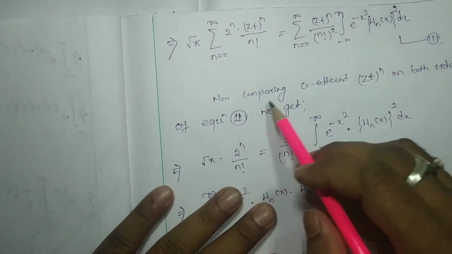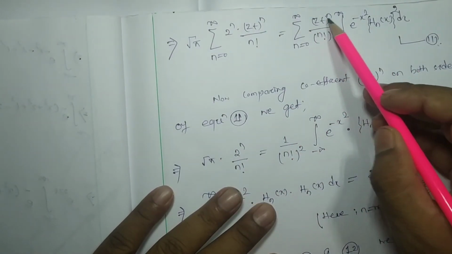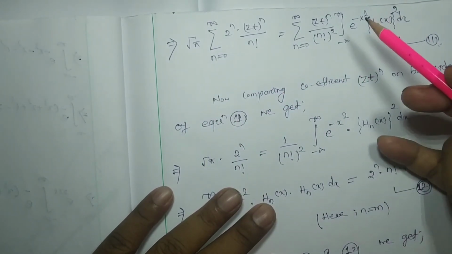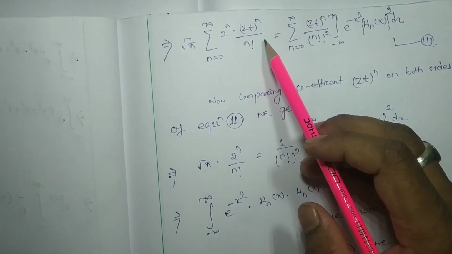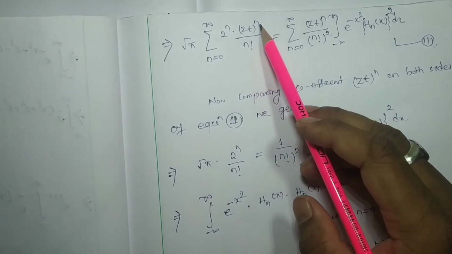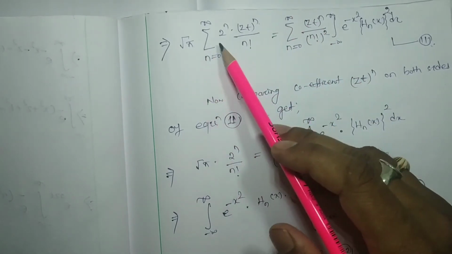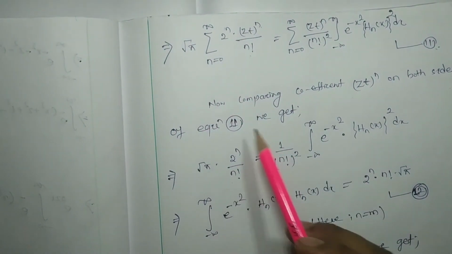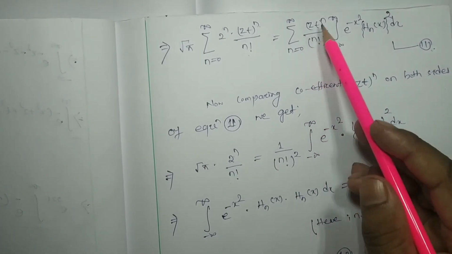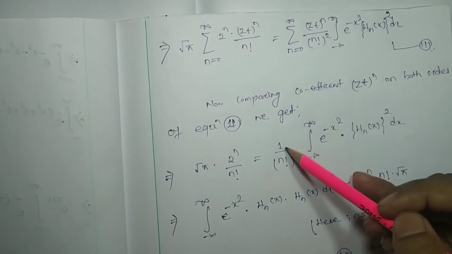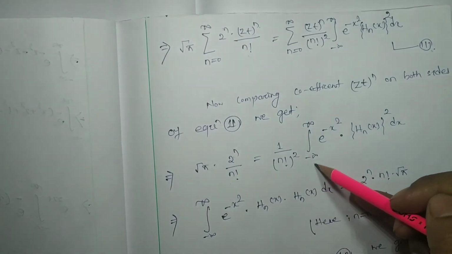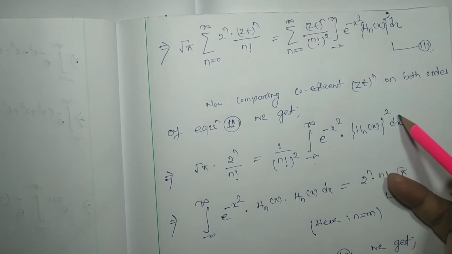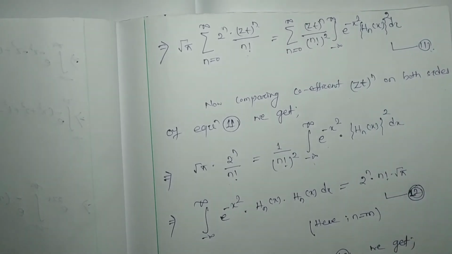Now comparing the coefficient of z to the power n on both the RHS and LHS of this equation number 11, what can we get? Here if we compare z to the power n on the left side, it will be root pi 2 to the power n by n factorial, which is equal to 1 by n factorial square into minus infinity to plus infinity e to the minus x square into hn x square dx.